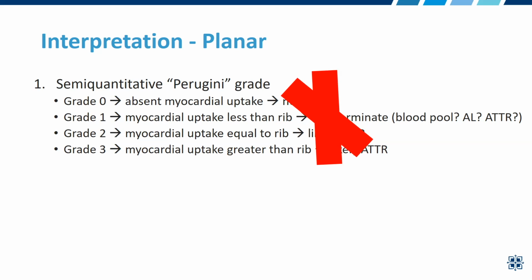I don't want people watching this to really be focused on that because there's so much overlap, particularly in grade 2 and grade 1 with studies that can be positive or negative. So really, we should not be determining whether someone has cardiac amyloidosis or not based on the planar image.